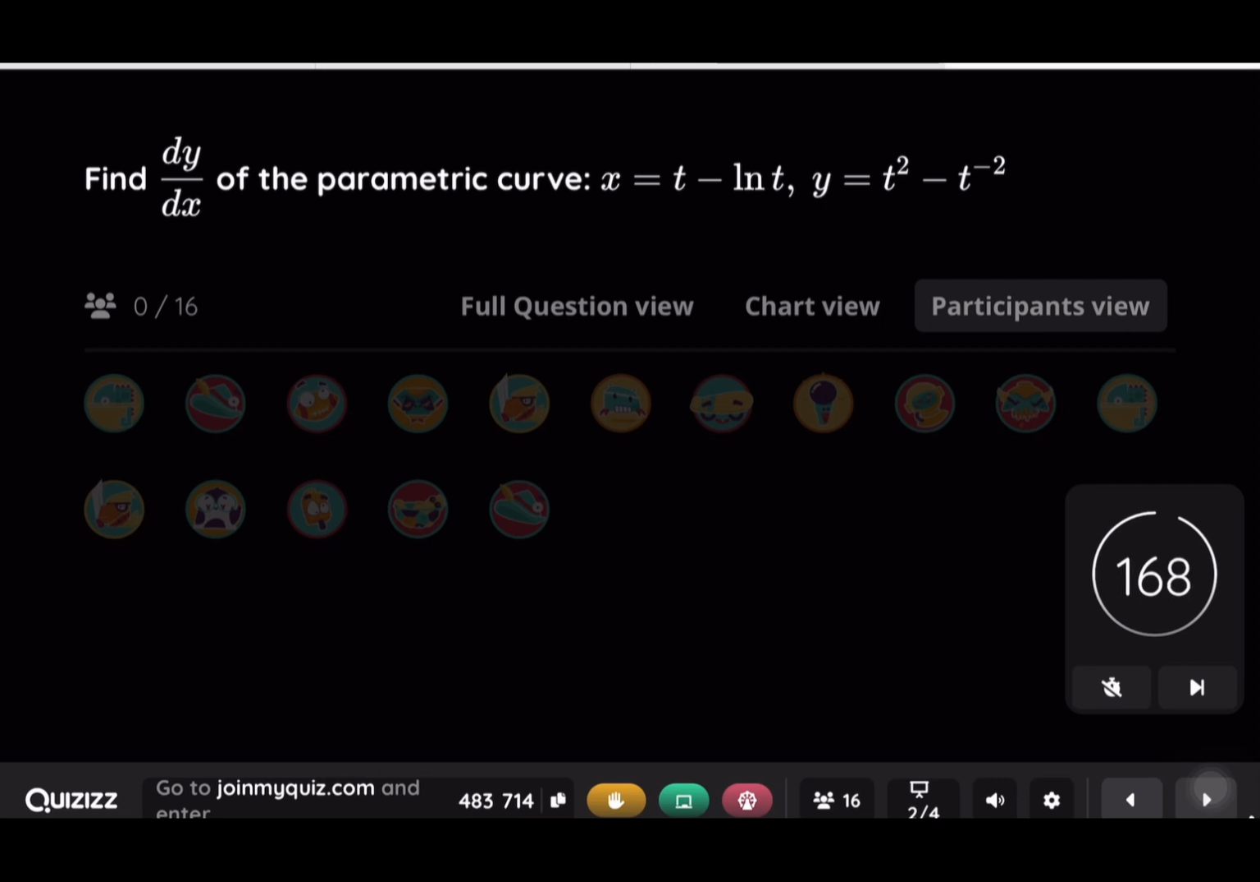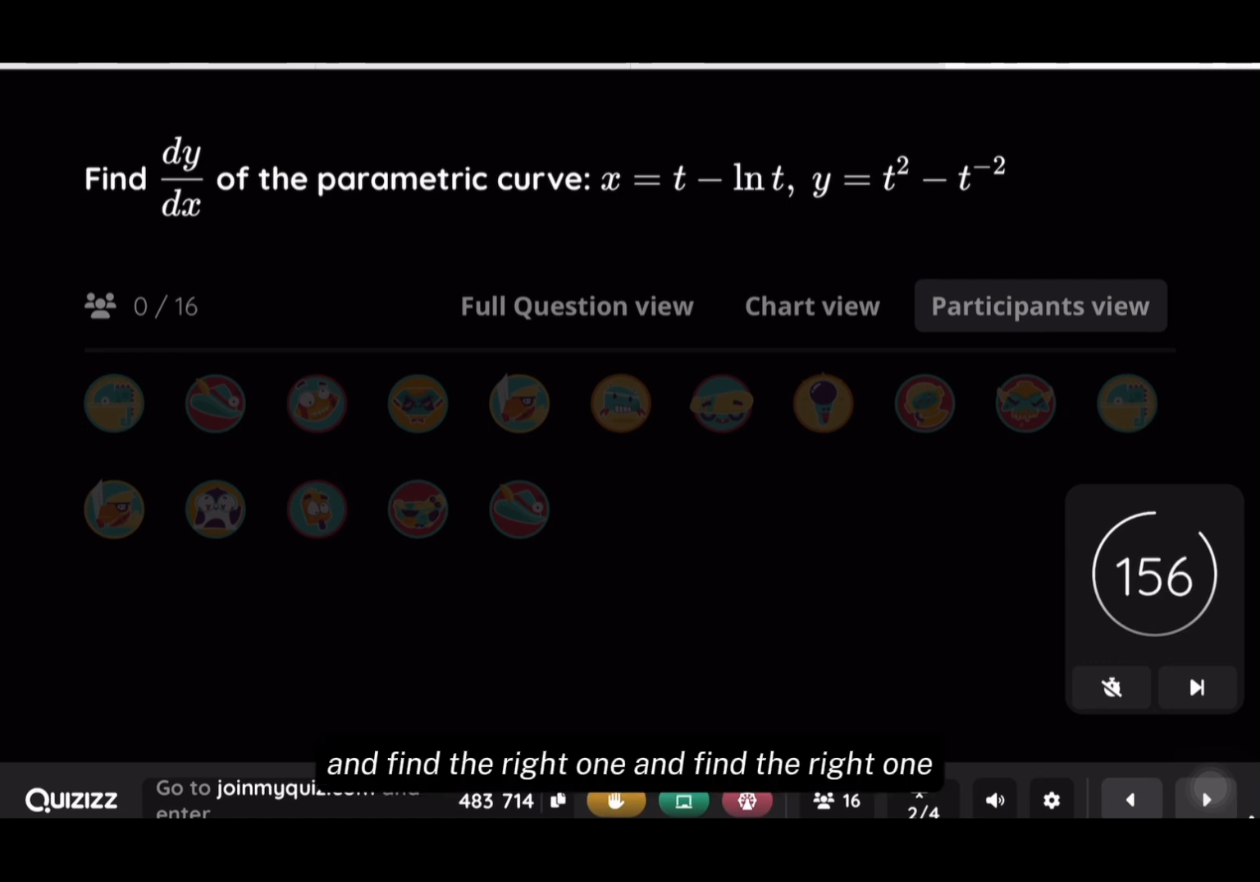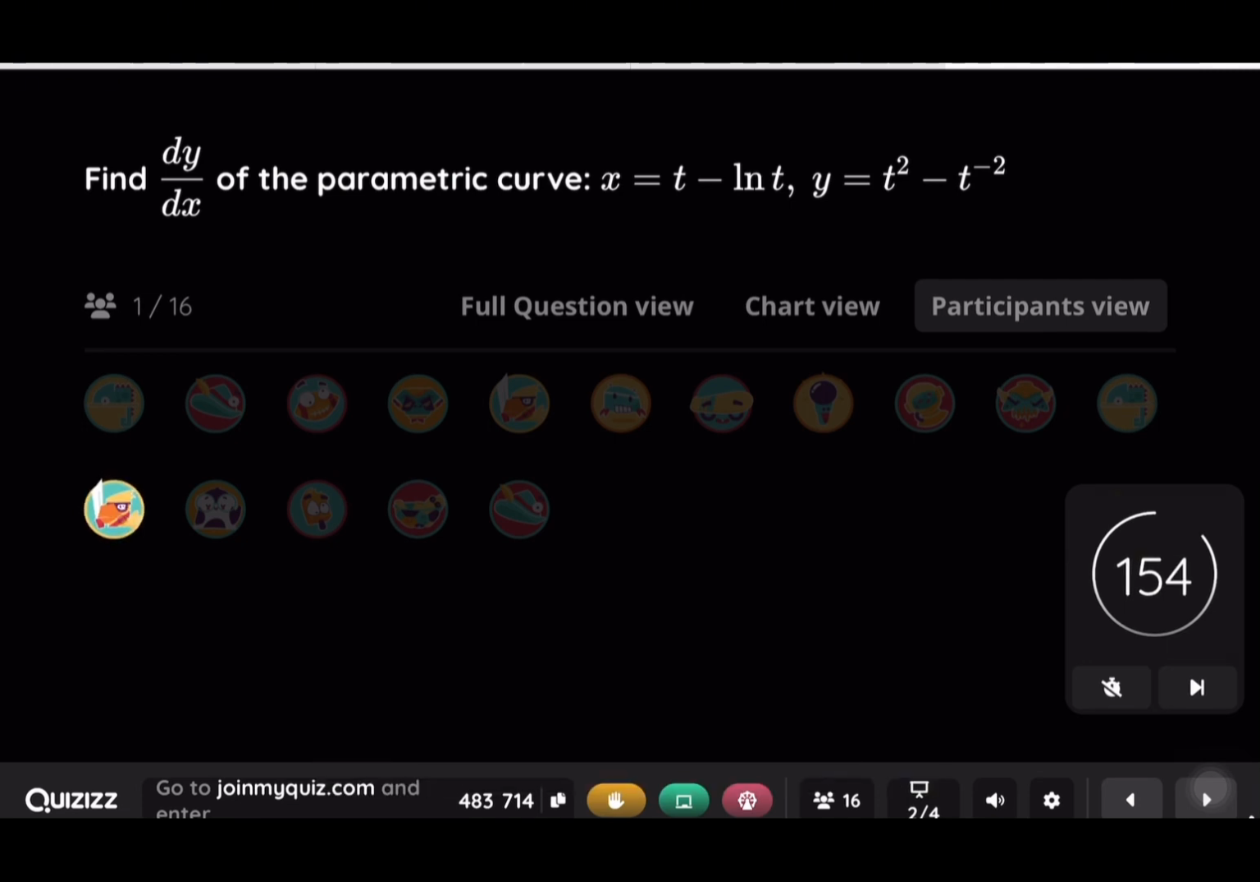So find the derivative, and then make it rational, and find the correct one. I don't think you need to do much. I think you need a little bit of simplification. You choose the correct one.